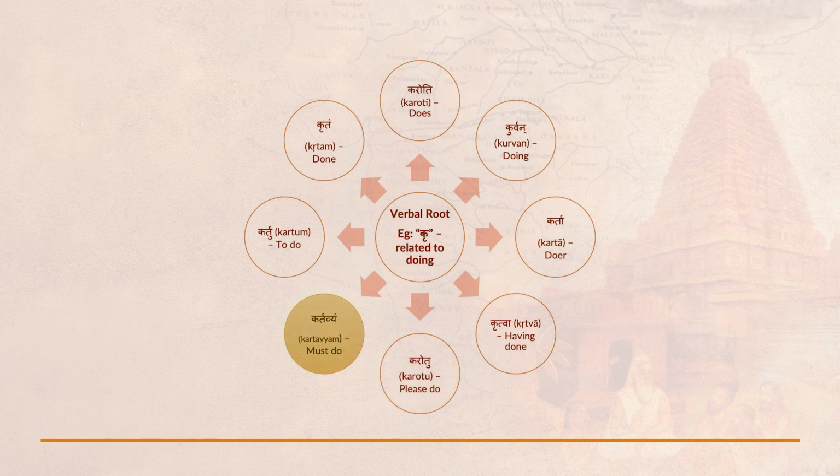Kartavyam. Kartavyam means it must be done. It has to be done. If you want to say that, it is called kartavyam. Then kartum. Kartum means to do. I want to do something. If you have to say like that, kartum is how the kr has to be transformed. Then you have kritam. Kritam means past tense, done. Something which was done, you say kritam.